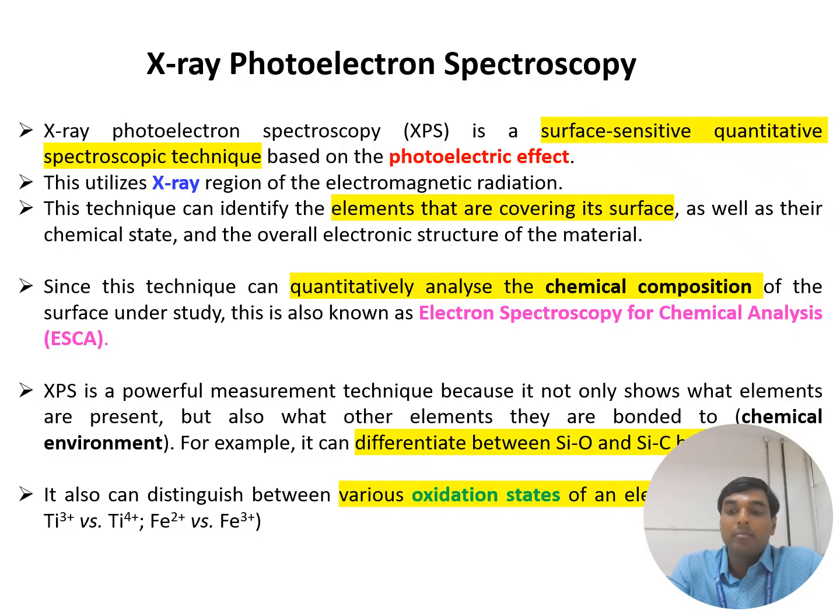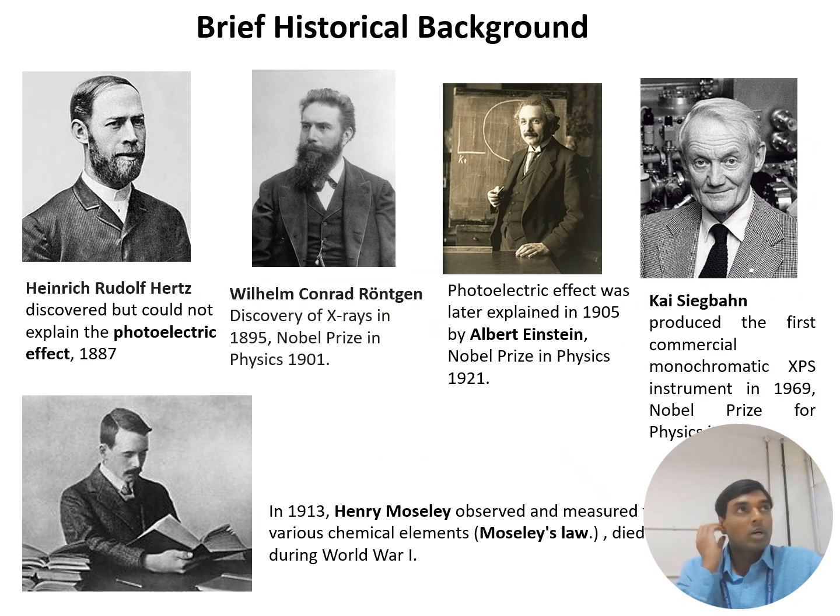can easily be detected by XPS. If I talk about a brief historical background, the scientist Heinrich Rudolf Hertz discovered the photoelectric effect in 1887, but could not explain what was happening, because at that time X-rays had not been discovered, and he could not explain the photoelectric effect. Then, in 1895, Wilhelm Röntgen discovered X-rays and received the Nobel Prize in Physics in 1901.